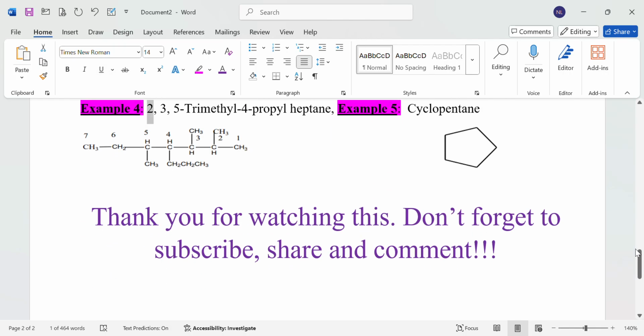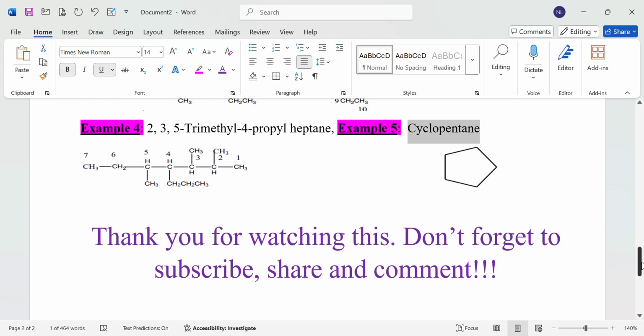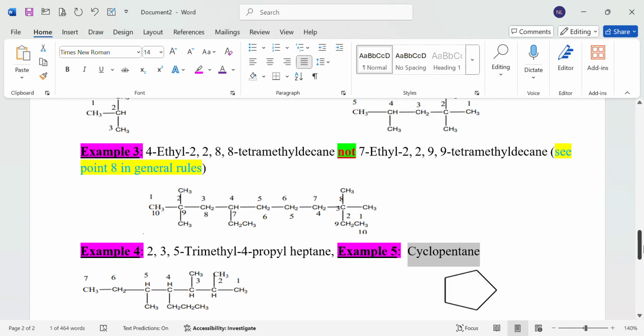Example 4, 2,2,5-trimethyl-4-propylheptane. Example 5, cyclopentane.